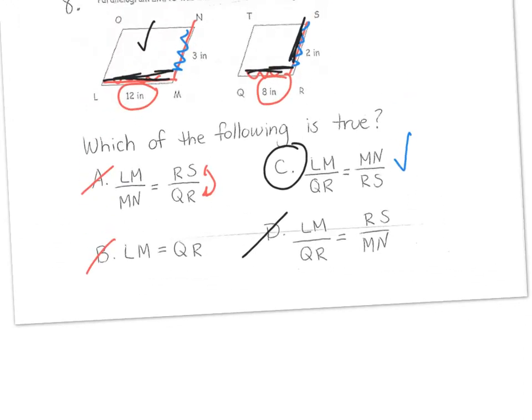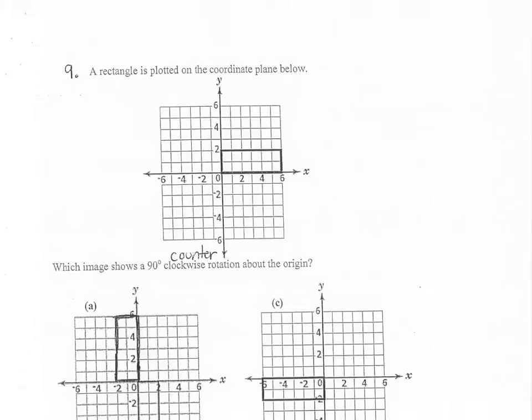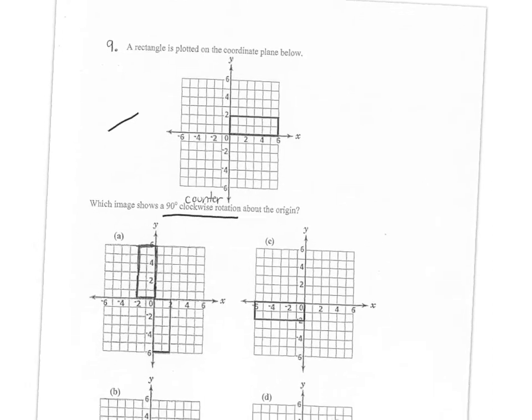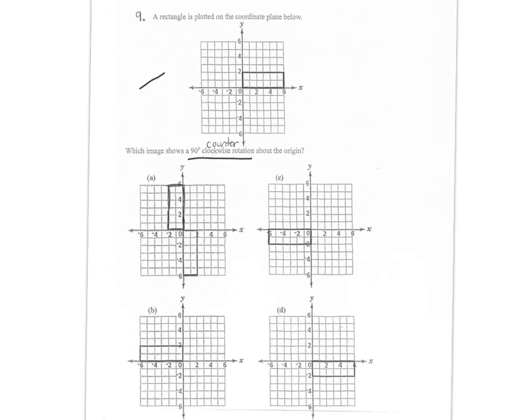Okay. Number 9. A rectangle is plotted on the coordinate plane below. Which image shows a 90 degrees counterclockwise rotation about the origin? So first off, I'm going to get this where we can see some answer choices.